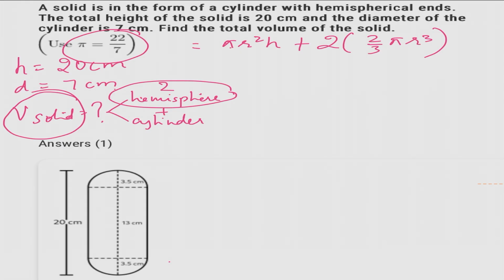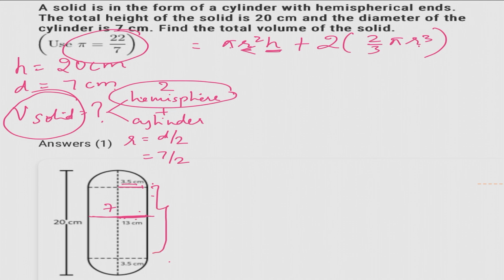But what about r? What is the radius of the cylinder? We know that this complete measurement, that is the diameter, is 7. Hence, r will be d by 2, which is nothing but 7 by 2, nothing but 3.5 centimeter. So, the radius of the hemisphere and the radius of the cylinder, both are 7 by 2, nothing but 3.5, that we will be substituting here.